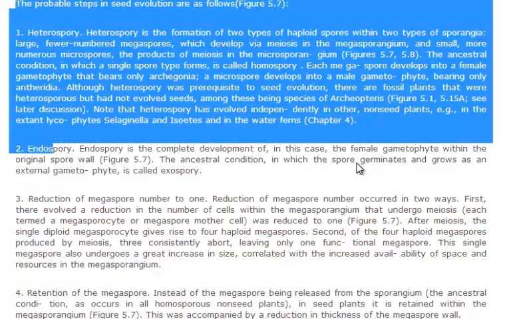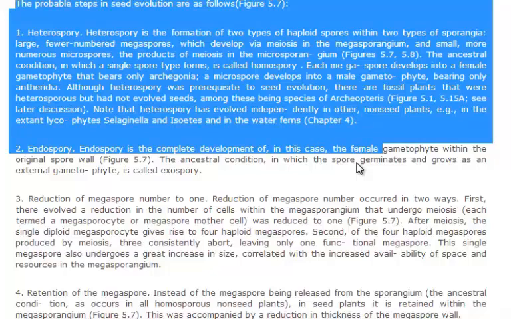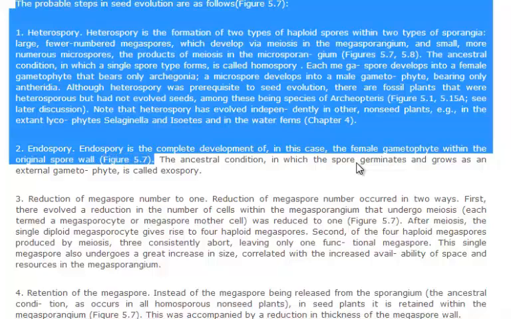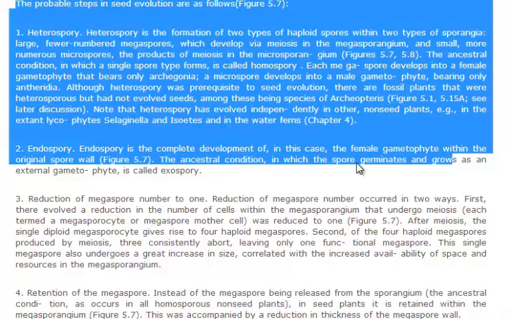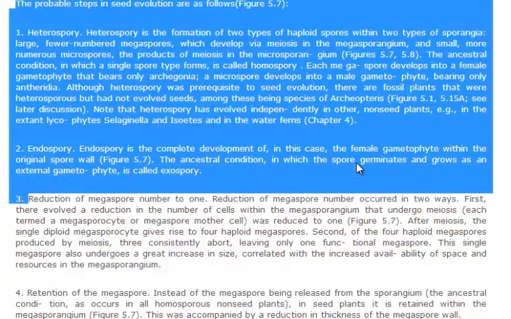Number 2, endospory. Endospory is the complete development of, in this case, the female gametophyte within the original spore wall. Figure 5.7. The ancestral condition, in which the spore germinates and grows as an external gametophyte, is called exospory.